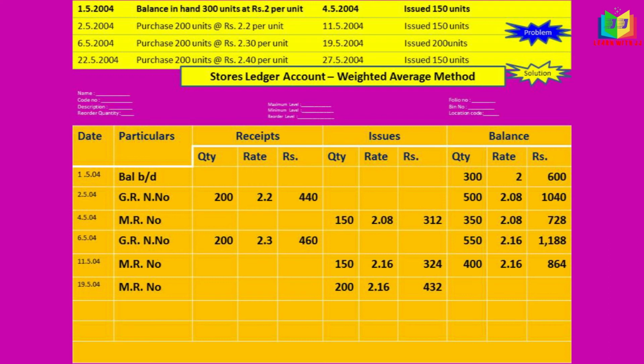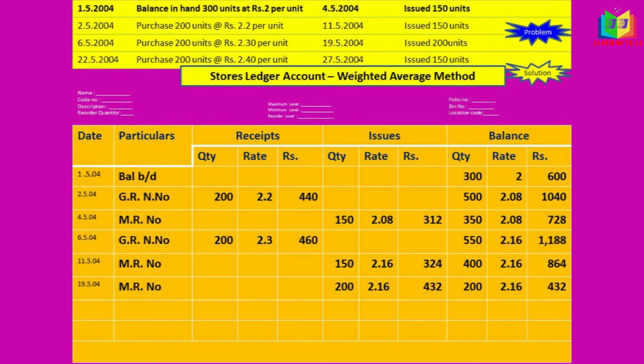And next we have an issue of 200 units. This issue is to be issued at 2.16, and the balance we have to write in the balance column. Out of 400 we issued 200 units, so 200, and the rate per unit is 2.16, so the amount is 432.